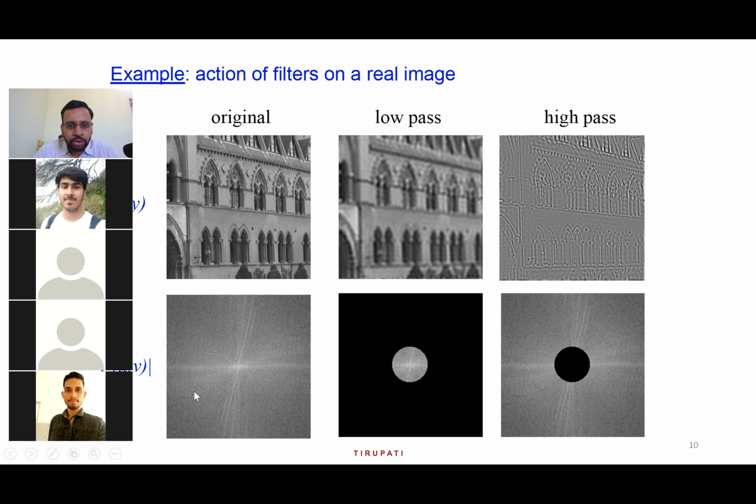Now you want to see how a low pass filtered image would look for this. So what is done here is, you take a circle, you retain only those frequencies, and the rest you make 0. So this is your frequency spectrum. Now from here to here you have come.